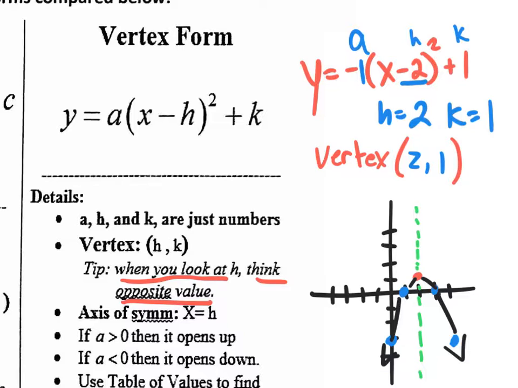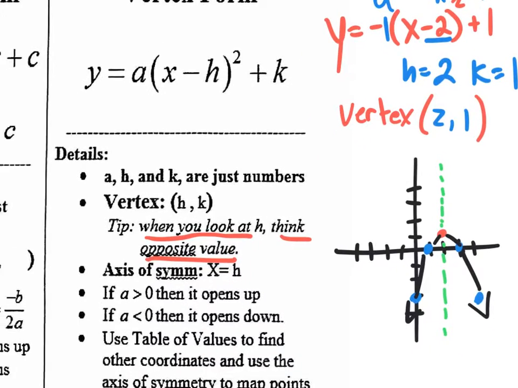How much math did we do? Nothing. We just identified h and k. You got to think opposite on h. On whatever you see, think opposite. And the k value, take it for what it is. You'll have your vertex, draw your axis of symmetry. You need some more points. Look at your a value. If it's 1, use the pattern 1, 1, 2, 4, 3, 9. If it's positive, it's opening up. If it's negative, it's opening down.